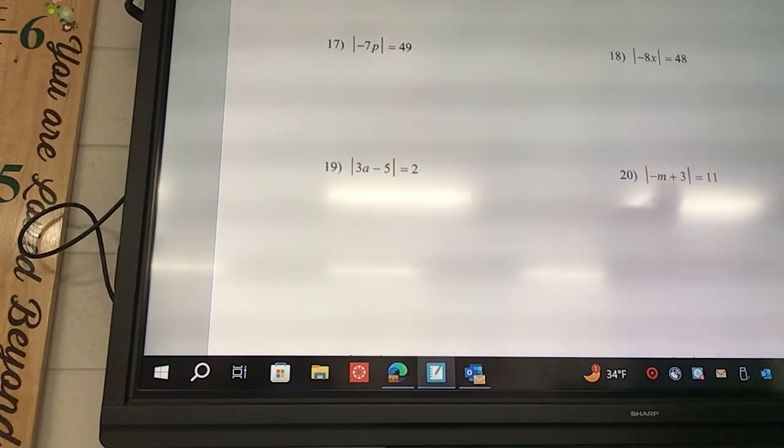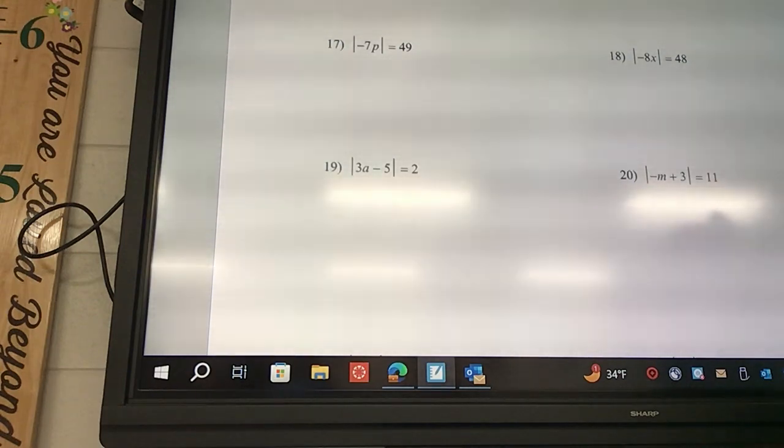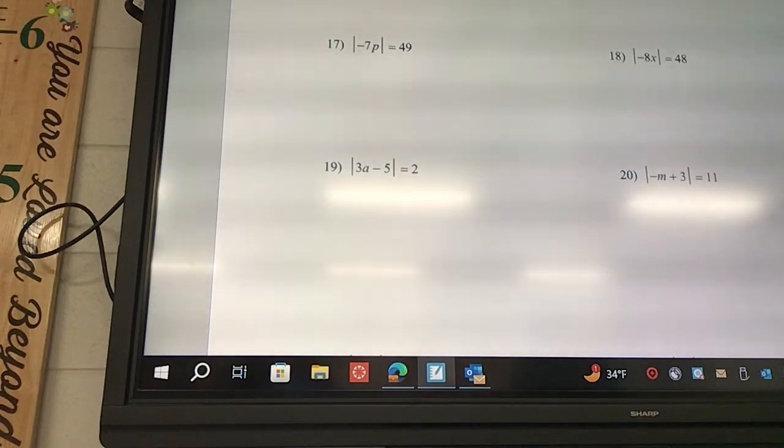Okay, what do the bars mean? We talked about it yesterday. What do the bars mean? How many answers should you have? Two. Okay, so bars mean 2 answers.